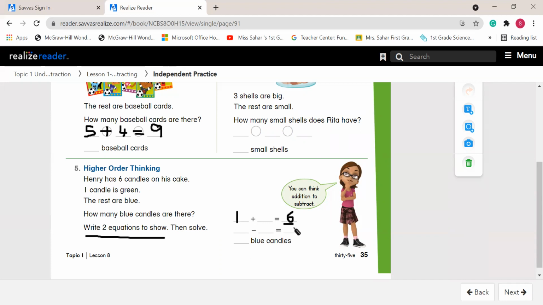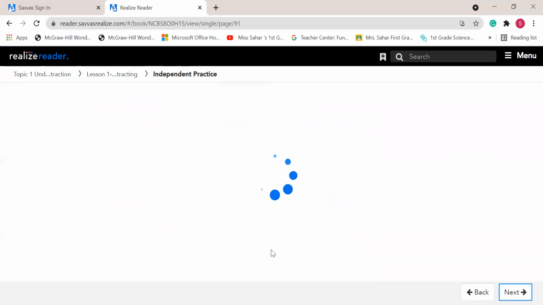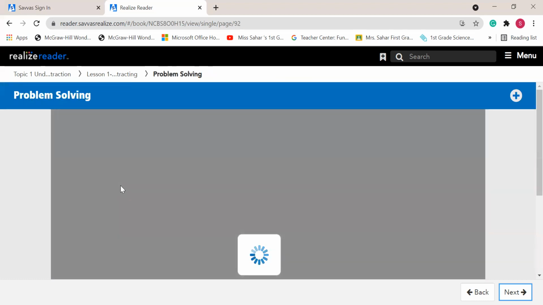Okay? Now, for the subtraction part, we go for the total. So I have the sum of the total, 6. I know one addend is 1, so minus 1. I'm going to get that missing part. So like that, I will know how many blue candles he has. Okay, so that's for this page. Let's go for next page.